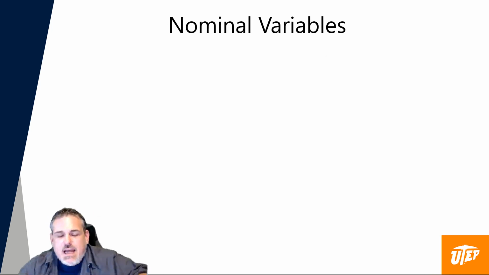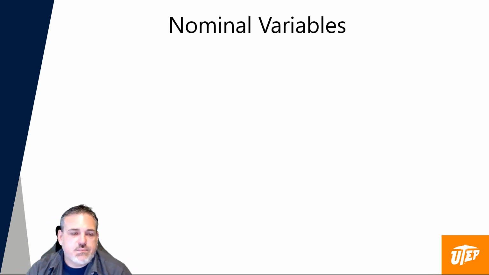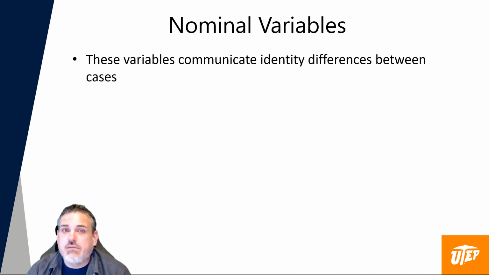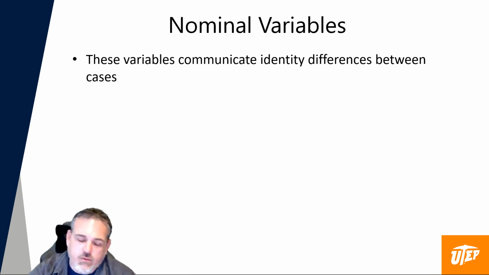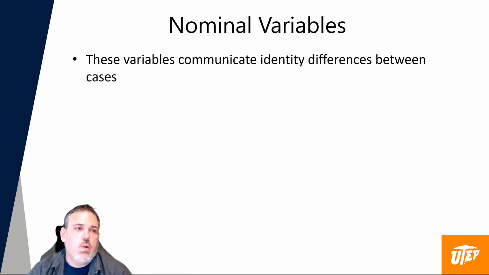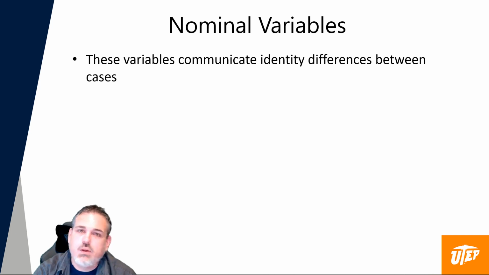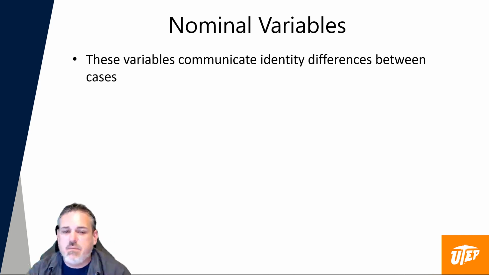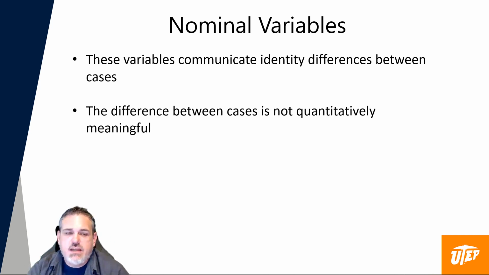And lastly, nominal variables. Largely, they communicate identity differences between cases, whether an individual is male or female, the race of a respondent, whether a country is a democracy or an autocracy or an oligarchy. Those are sort of identity-based differences. So the difference between cases is not quantitatively meaningful, but the naming of them is meaningful.